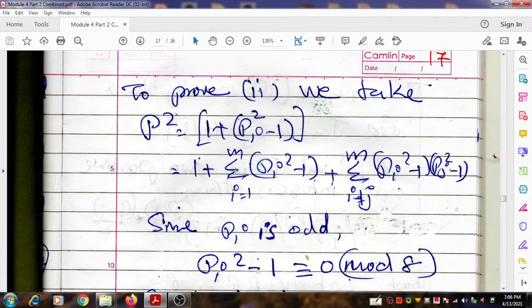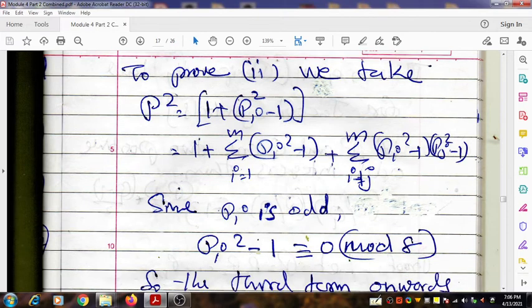Then we get 1 plus the summation from i equal to 1 to m of p_i squared minus 1, plus the summation where i and j vary from 1 up to m, but also with the condition i not equal to j, of (p_i squared minus 1)(p_j squared minus 1), plus etc. The last term is not written here. The last term is plus (p_1 squared minus 1)(p_2 squared minus 1) etc. up to (p_m squared minus 1).